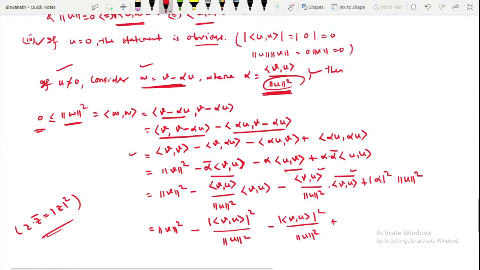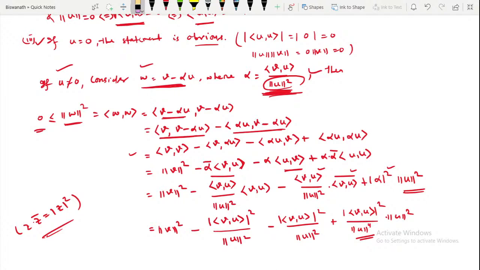See, here alpha is this one, so what will be mod alpha square? This will be the mod of the inner product v comma u, squared, divided by, similarly norm u square was there, so norm u to the fourth, this square is here, and here norm u square, so this is norm u square, this is norm u to the fourth. So in this step I will cancel out here, so if I cancel, then what will be this one?